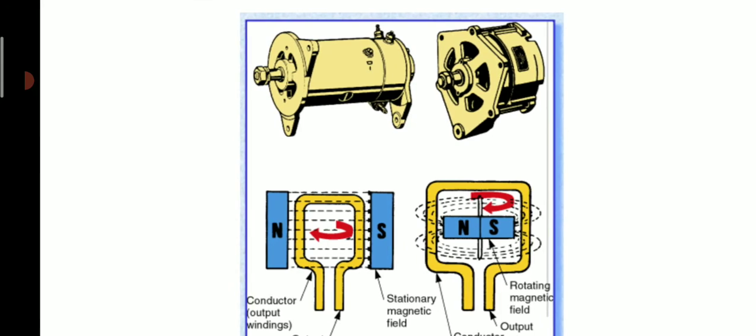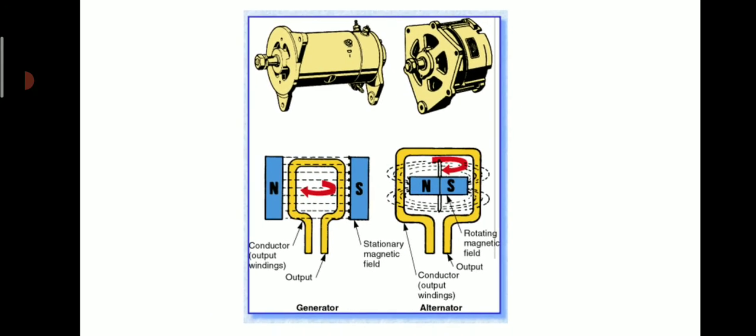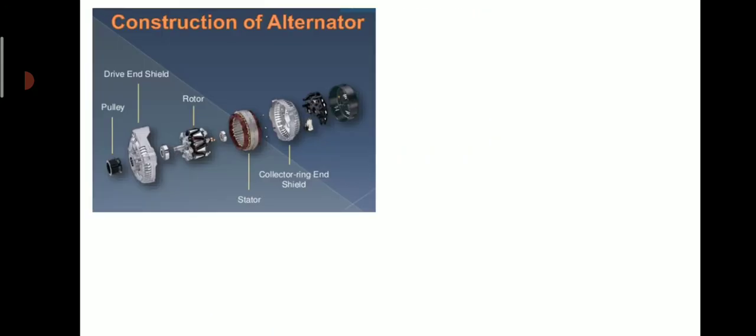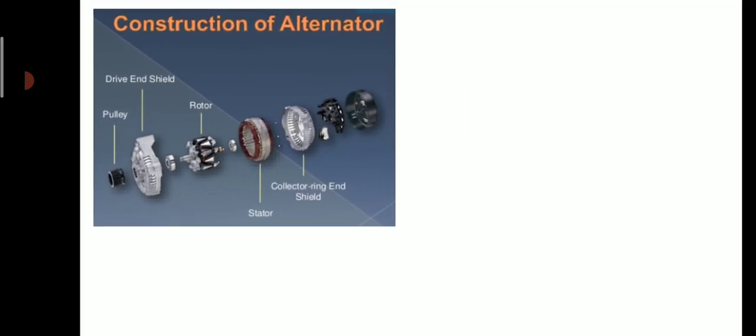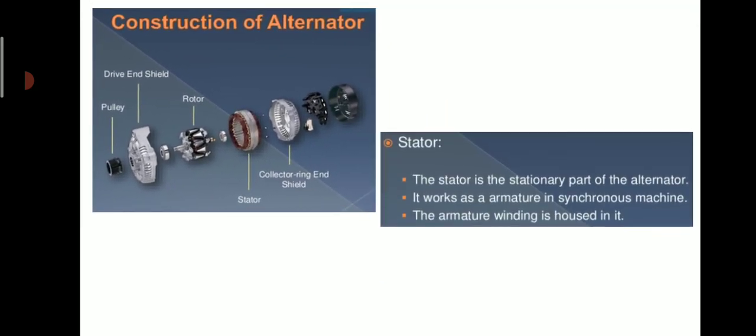Here we are going to see the details of the alternator. In the construction of the alternator, you will see the parts. The stator is there, the rotor is there, the pulley is there, the drive end shield is there, the collector ring end shield is there. So, let us see the details.